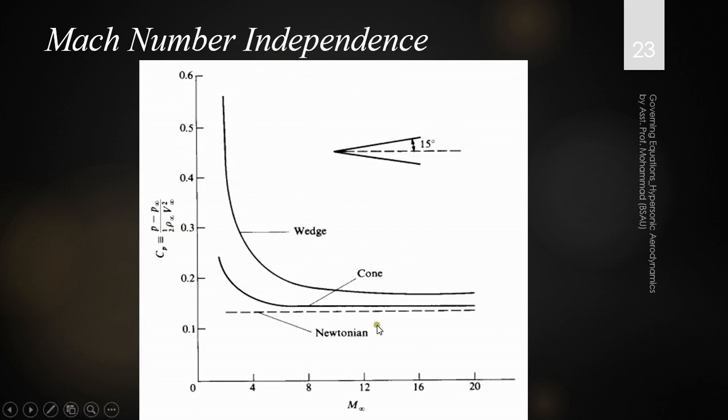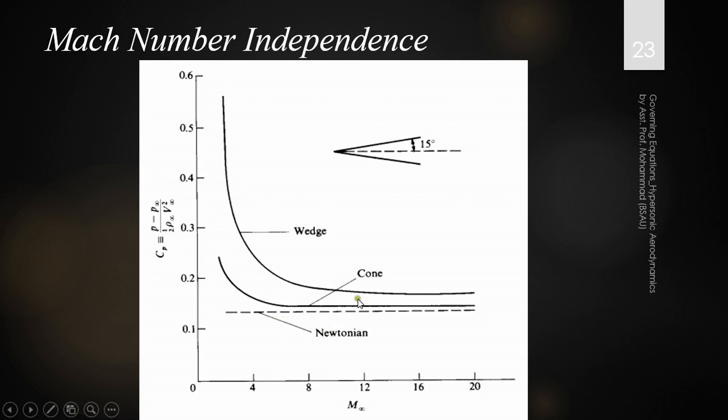These are the values given for these flows, for the cone and for the wedge, available here. If we use the Newtonian theory, then it's going to be completely free of Mach number. It gives a constant value, it doesn't matter. It doesn't consider the Mach number.